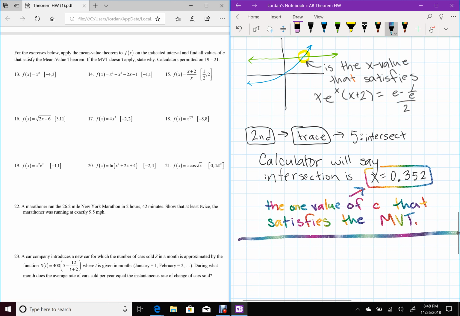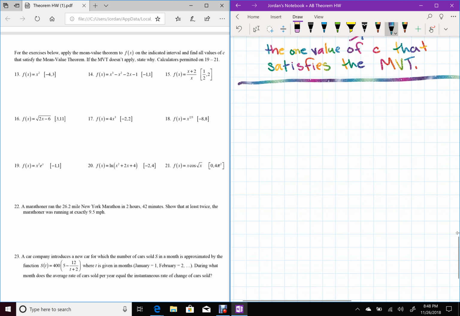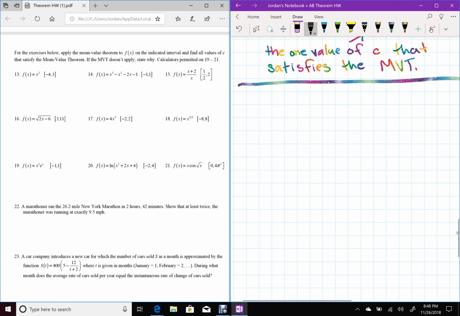That was 19. 21 is a similar process, except it's got trig in it. Okay. So f of x is equal to x cosine of the square root of x on the interval from 0 to 4 pi squared.